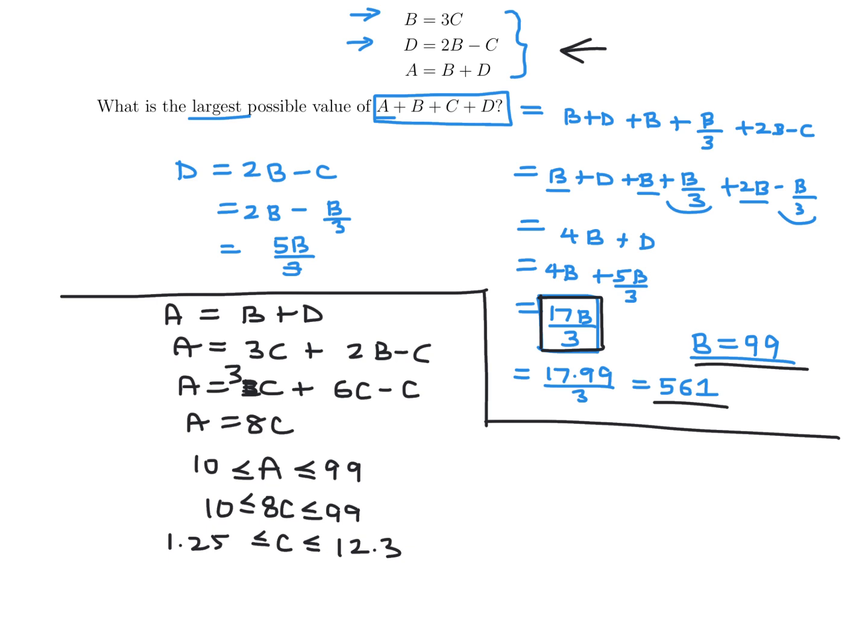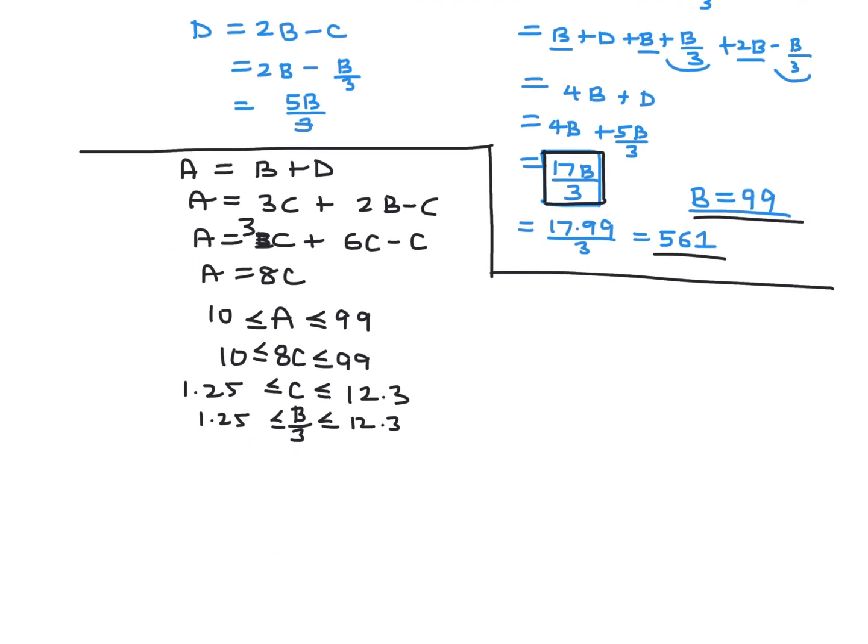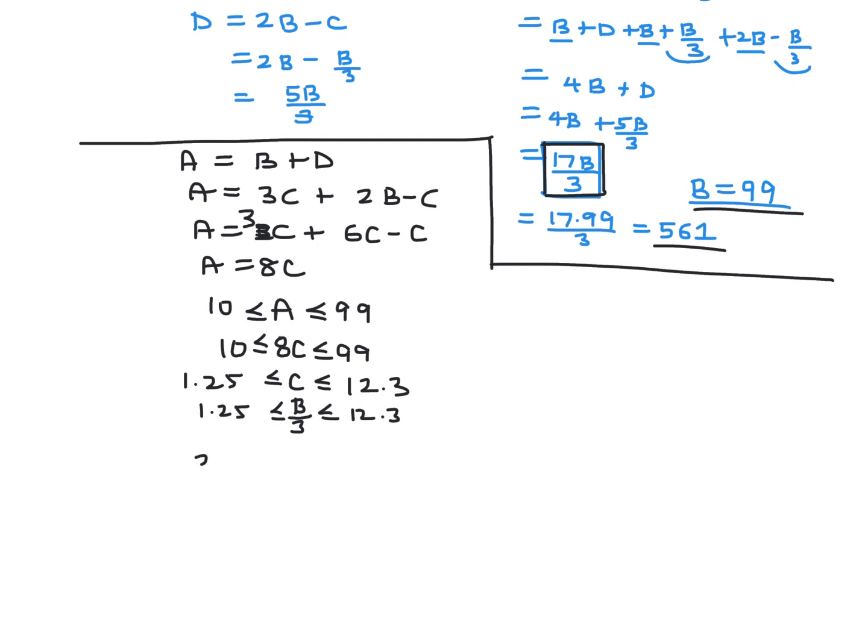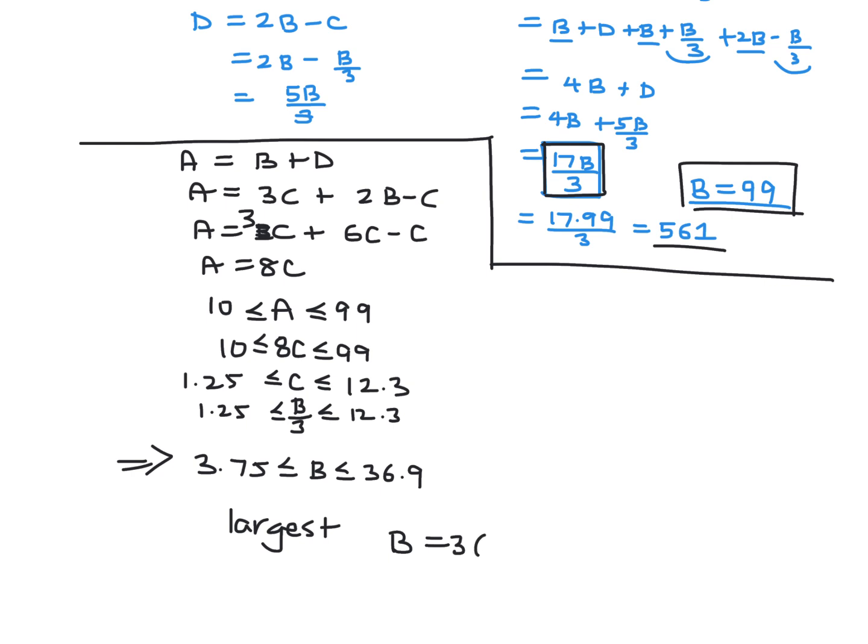So let's see what the parameters are for b. If I continue here, c is equal to b over 3. So in order to get b, let's multiply through by 3, so it'll be 3.75 b, and that'll be 36.9. Aha! So the largest b is not 99 like I chose. 99 is invalid. The largest b, according to this, would be 36. Yeah, so it's very important to do that.